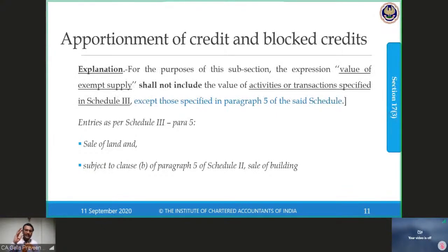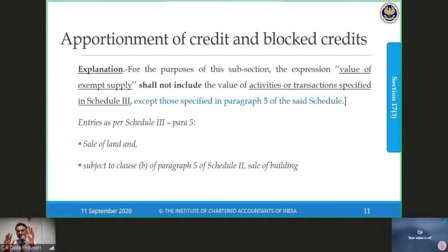So now 17.3 has given a clarity. Look into your exempt supply. When I say exempt supply, what you have understood in addition to that, 1, 2, 3, please add it. Now further, this is the explanation under section 17, which says, for the purpose of this subsection, the value of exempt supply shall not include the value of activities or transactions specified in Schedule 3 except those specified in para 5 of the said schedule.